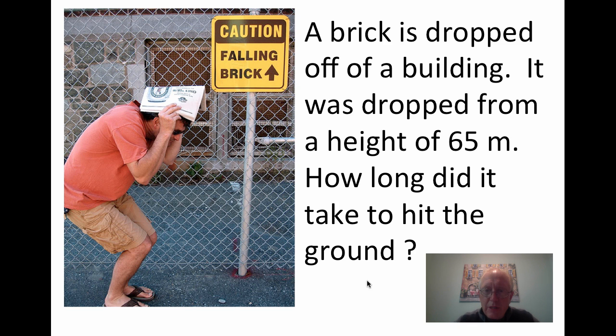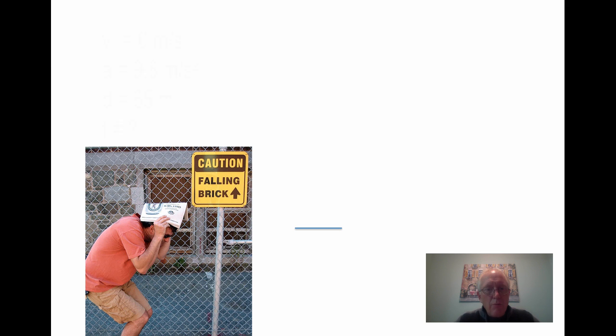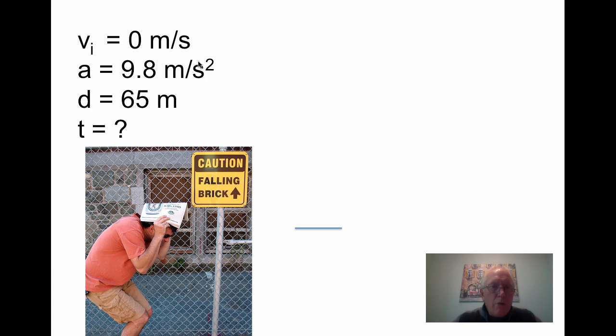How long did it take to hit the ground? All right, well, let's take a look at this one and see what we can make of it. Here's that gentleman, fallen, so it's 0 meters per second. The acceleration is due to gravity, 9.8 meters per second squared, and it falls 65 meters.